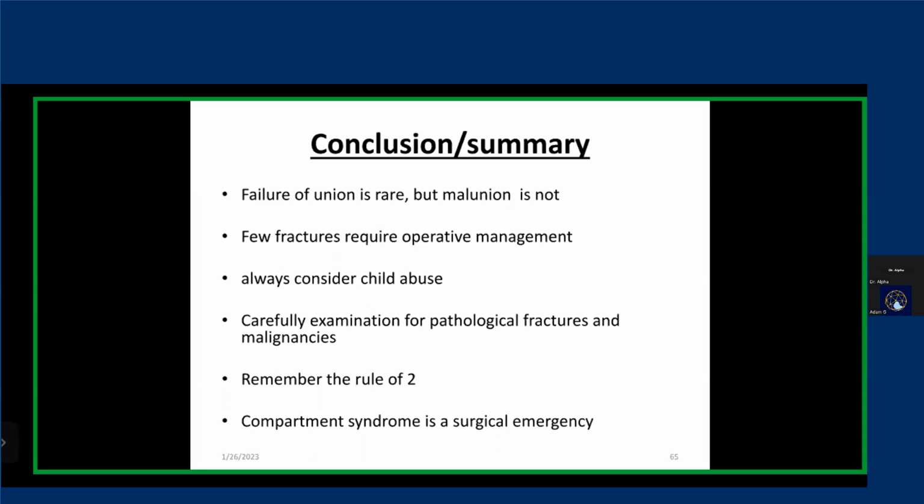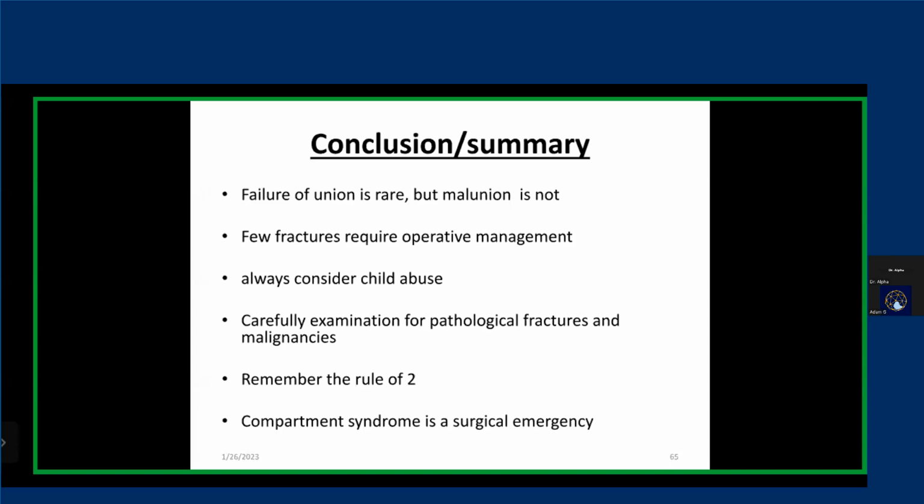require specialist care. And also think about child abuse all the time. Like I've said, 50 to 80% of child abuse patients will have some kind of musculoskeletal manifestation. So keep an eye out for that. And also carefully examine patients for pathological fractures, because they don't tell you the mechanism of injury, don't know the magnitude. You might miss pathological fractures.